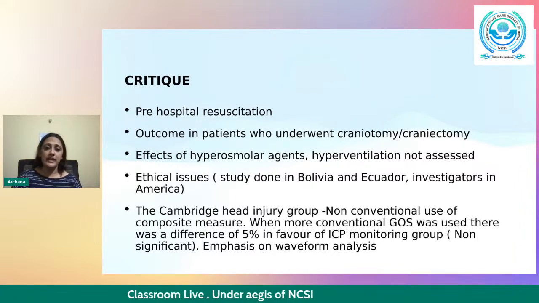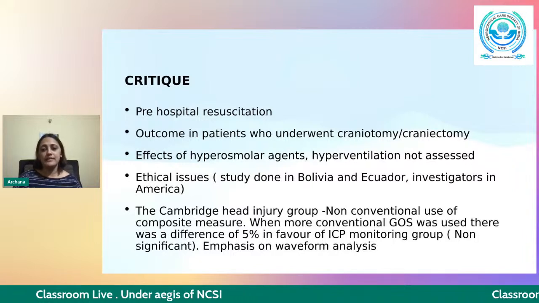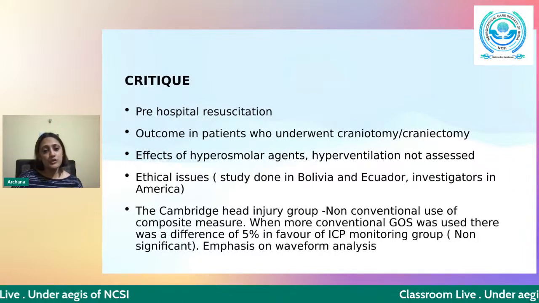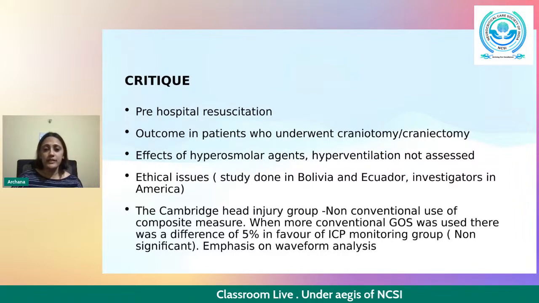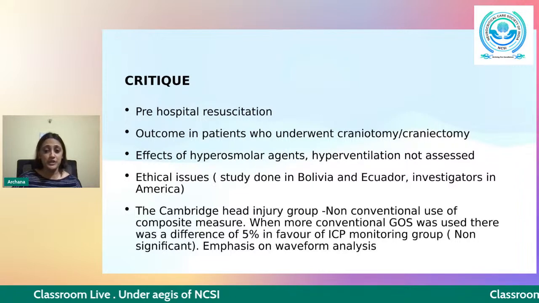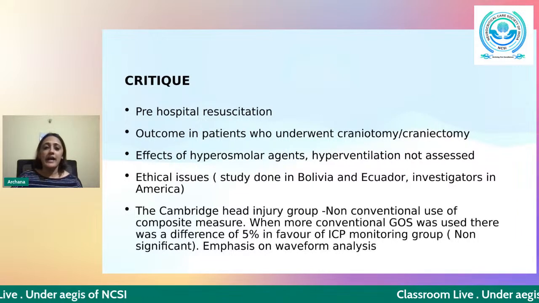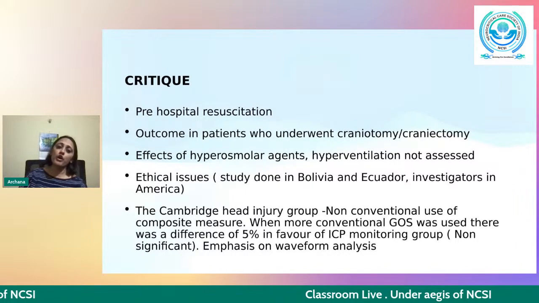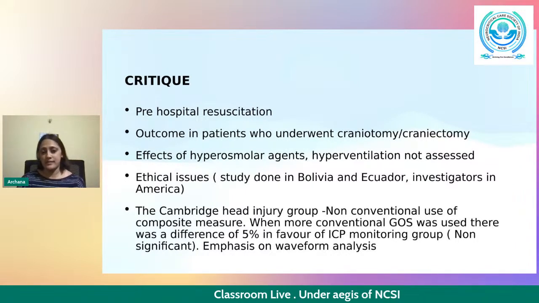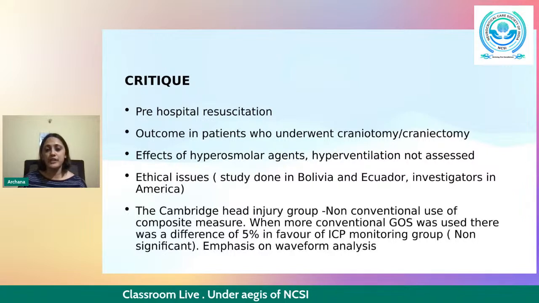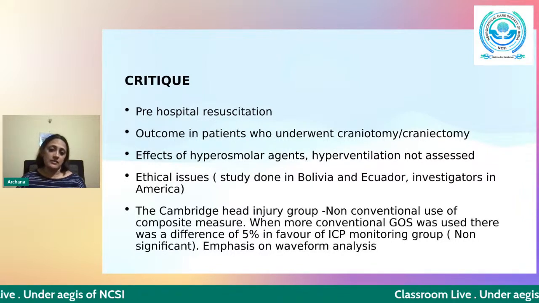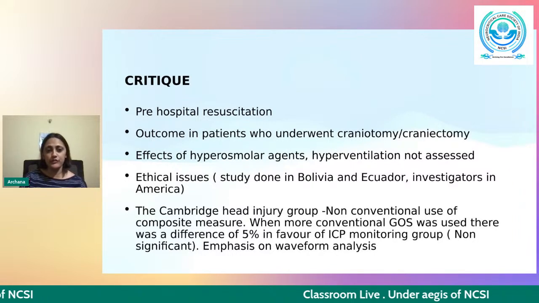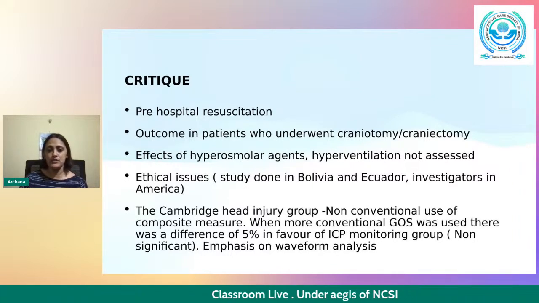And the Cambridge head injury group said that the non-conventional use of a composite measure was not really good, as a more conventional Glasgow outcome scale could have been used to measure the difference. And the Cambridge head injury group also said that this treatment was done on the number of the ICP, and more emphasis needs to be given on the analysis of the ICP.